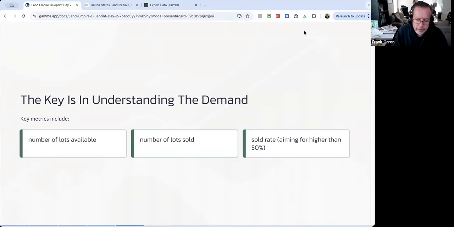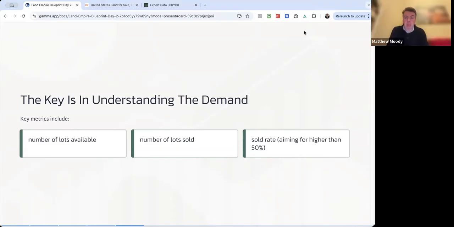Yeah, just the sold rate. Let's make clear what period of time that is. Is that per annum, per month, per decade? That will be based on the data sources we're going to show tonight. It will be based on an annual sold rate.